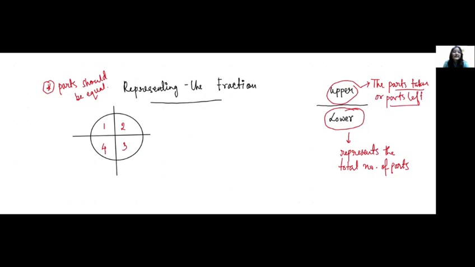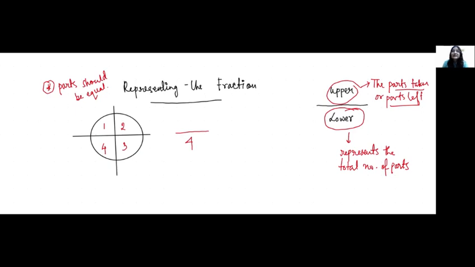So let's take the example of this circle. How many parts are there? There are 4 parts together. If I'm about to write this as a fraction, we draw a line. How many parts are there? 1, 2, 3, 4. So the bottom number will be 4. Yes or no?